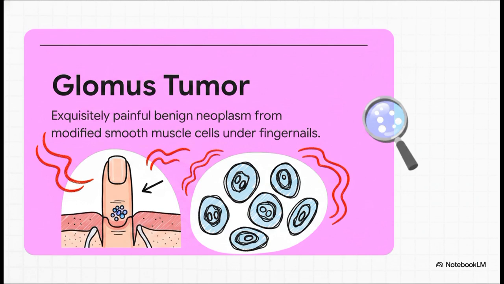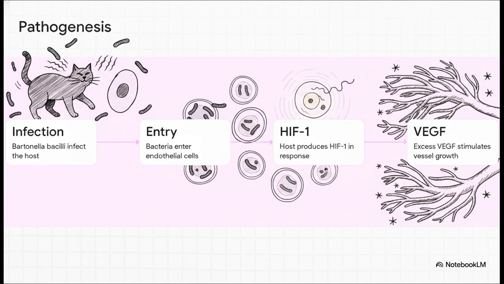Next is bacillary angiomatosis, and its pathogenesis is like a masterclass in how an infection can totally hijack your body. It all kicks off with an opportunistic Bartonella bacillus infection, often from something as simple as a cat scratch. These bacteria manage to adhere and actually enter the host's endothelial cells. This invasion tricks the host into producing a protein called hypoxia-inducible factor 1, or HIF-1. And here's the kicker. That HIF-1 drives the massive overproduction of VEGF, a growth factor that aggressively stimulates the abnormal growth of new blood vessels.